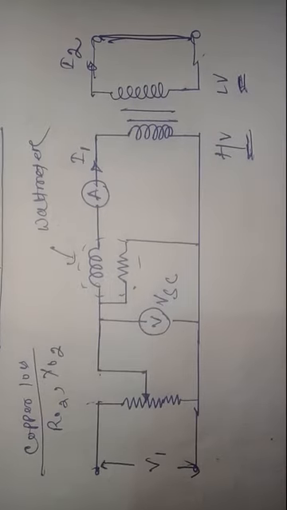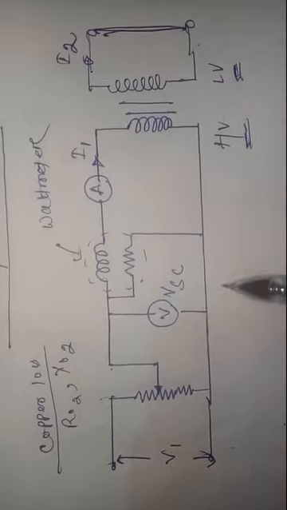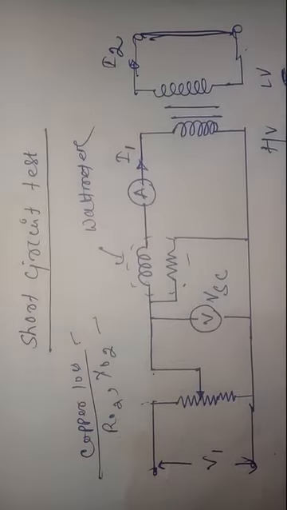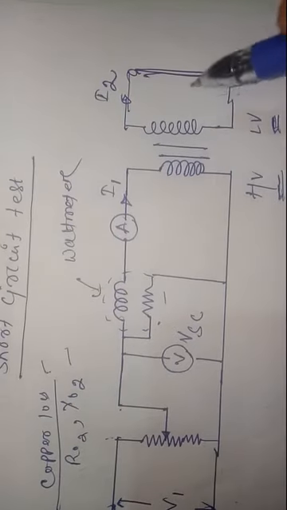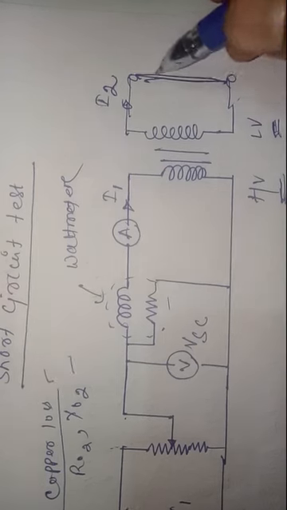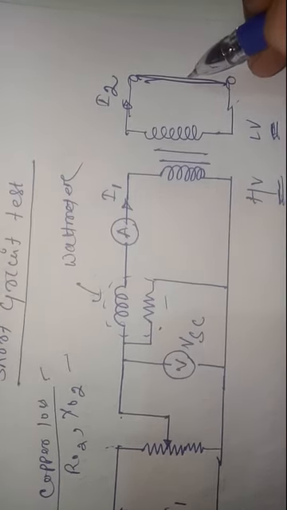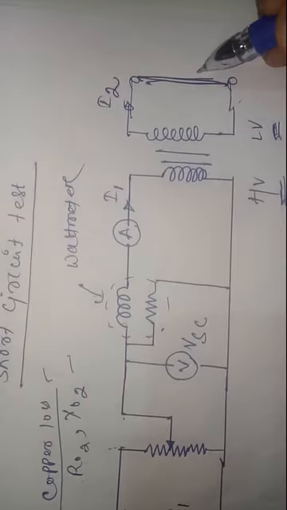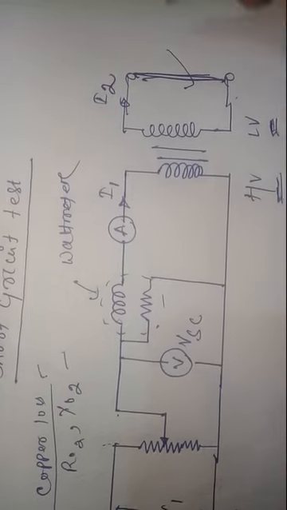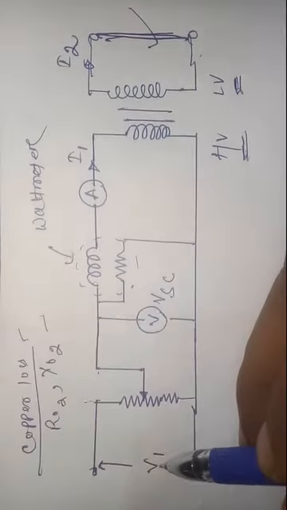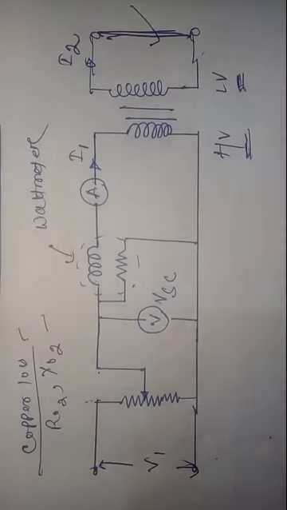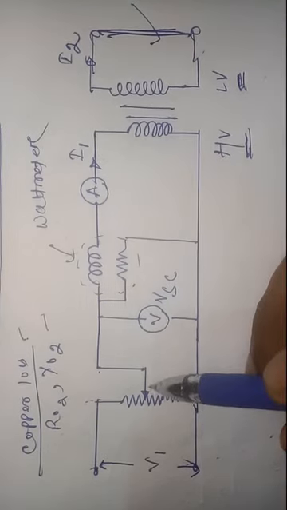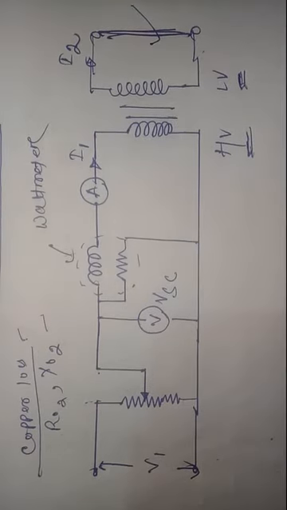This test is actually conducted to determine the copper loss as well as R01 and X01. In this test the secondary is usually shorted by means of a thick conductor, and a low variable voltage is applied to the input on the primary side. This is the variac. We vary the variac till the primary draws the rated current.